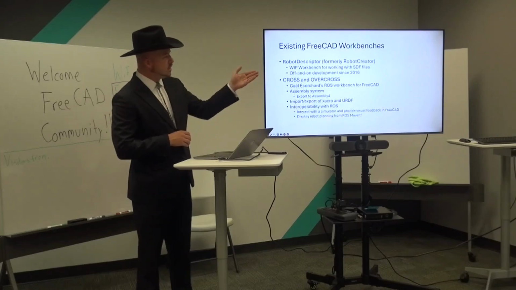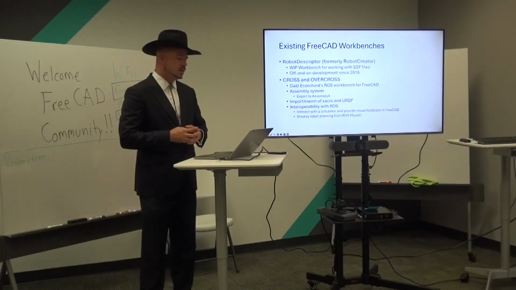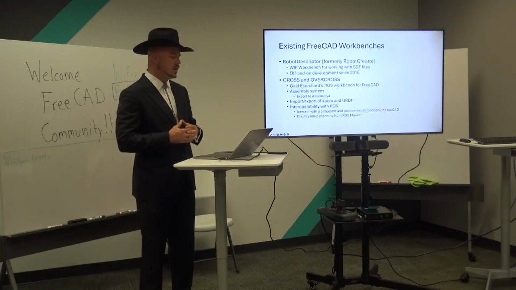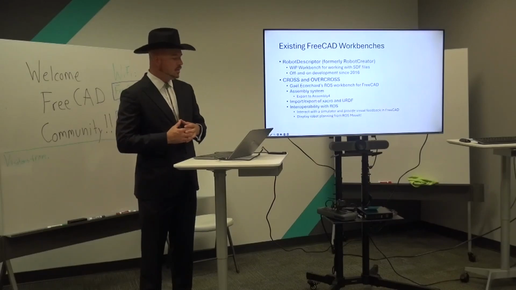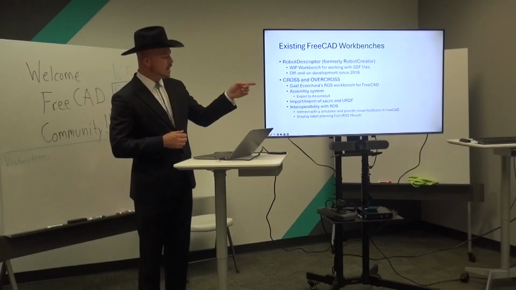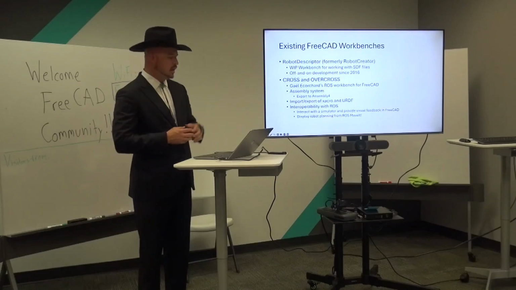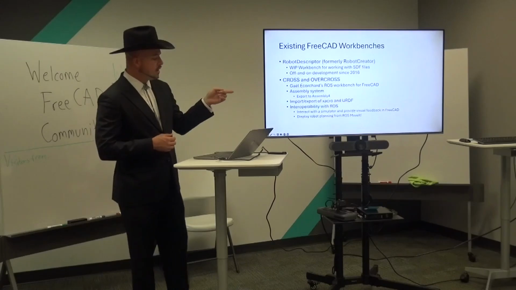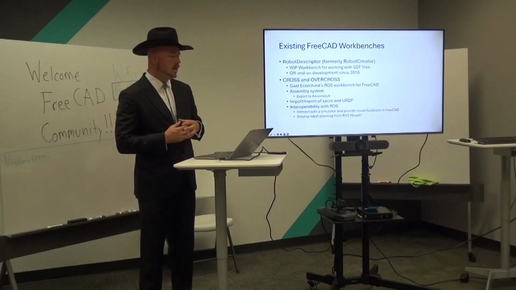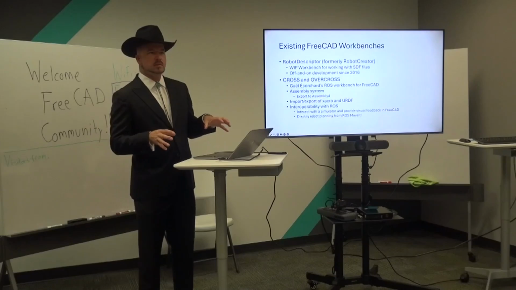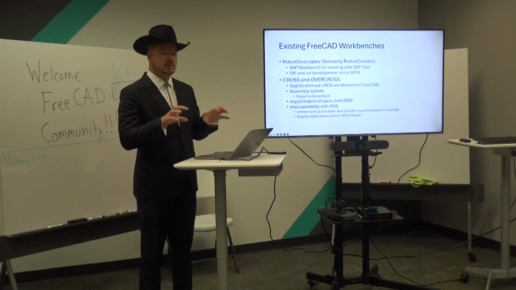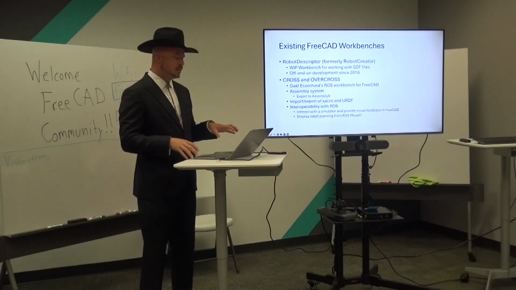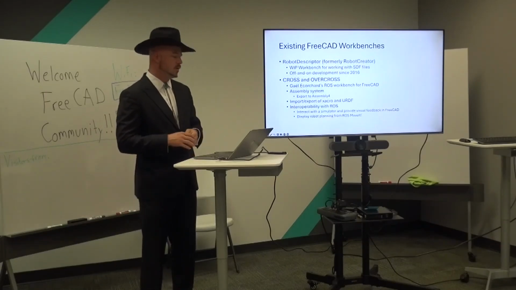The Robot Descriptor, it's a work-in-progress workbench, and it's intended to work with the SDF files. It's been off and on since 2016, but recently Cross and its fork Overcross have been under heavy development. Gail Eckhard's ROS workbench for FreeCAD is itself an assembly system. So it has its own assembly system, its own way of doing things. It's not compatible with other assembly systems, but you can export to Assembly 4 from it.